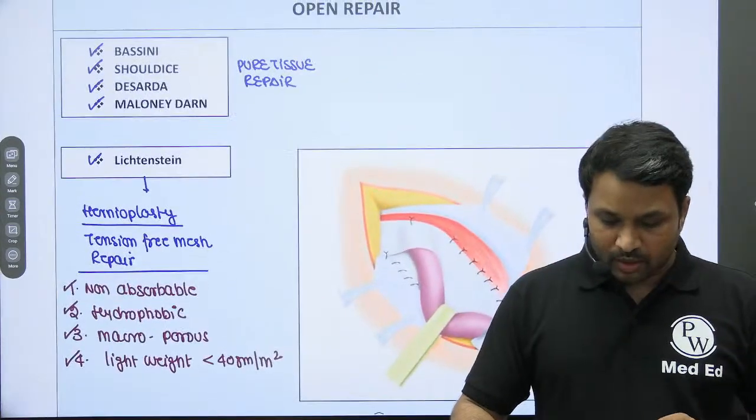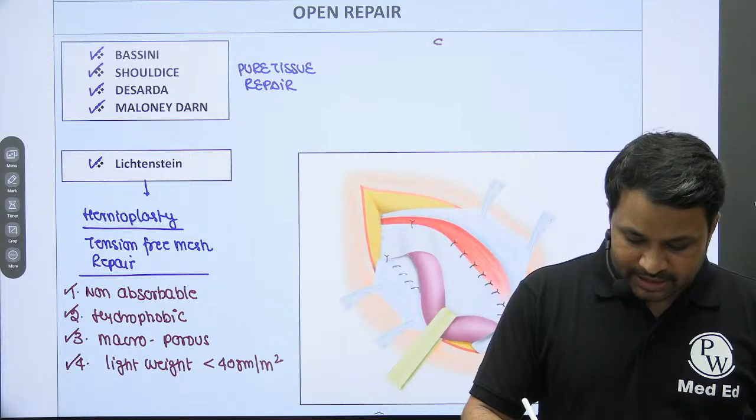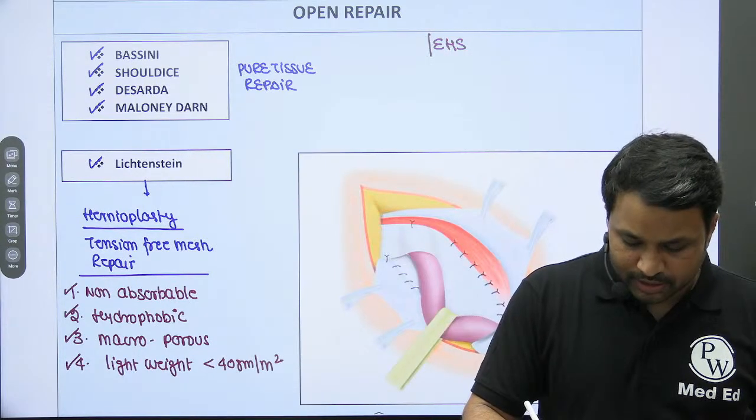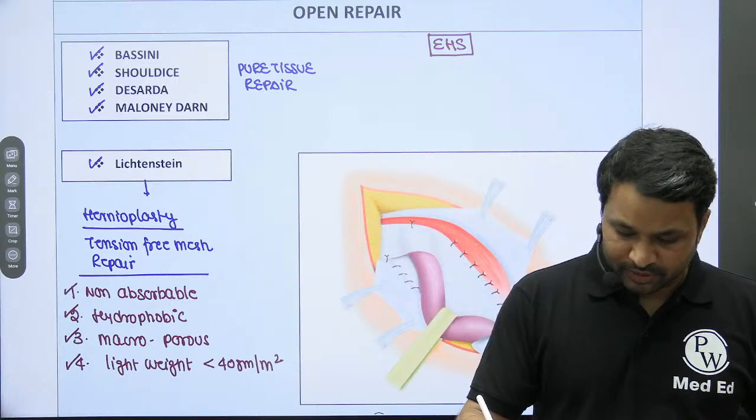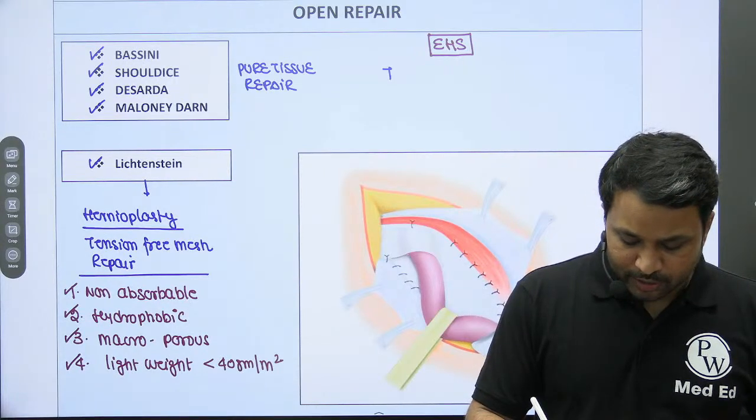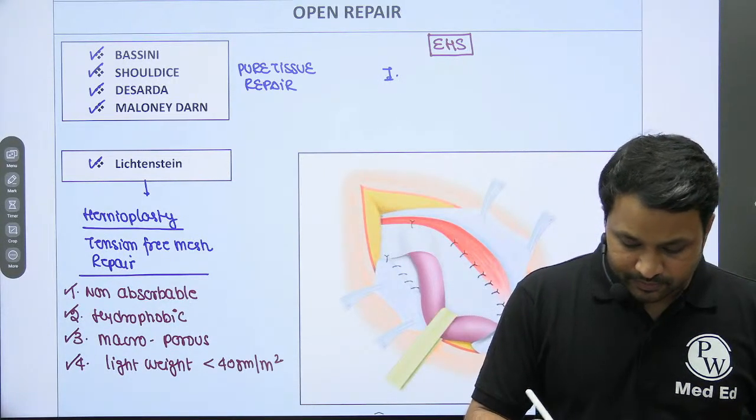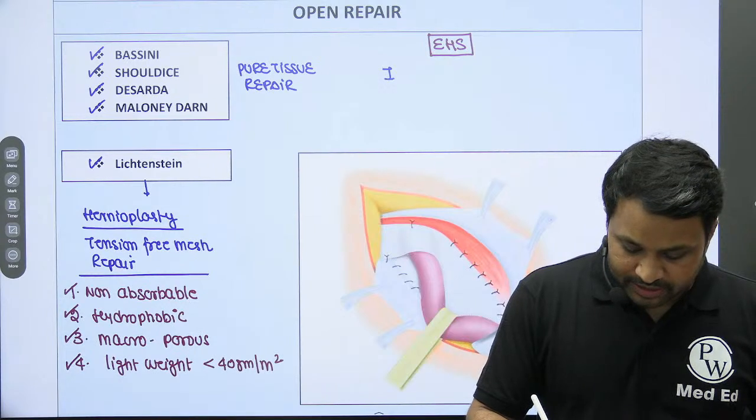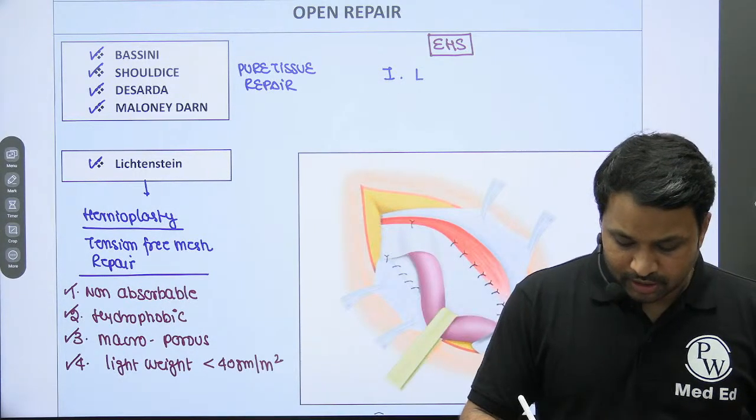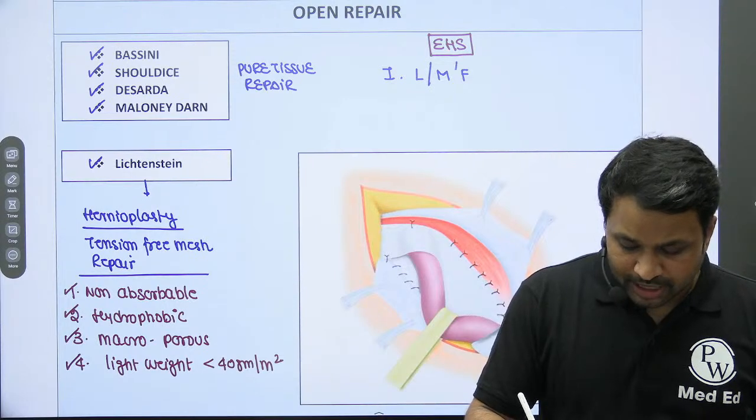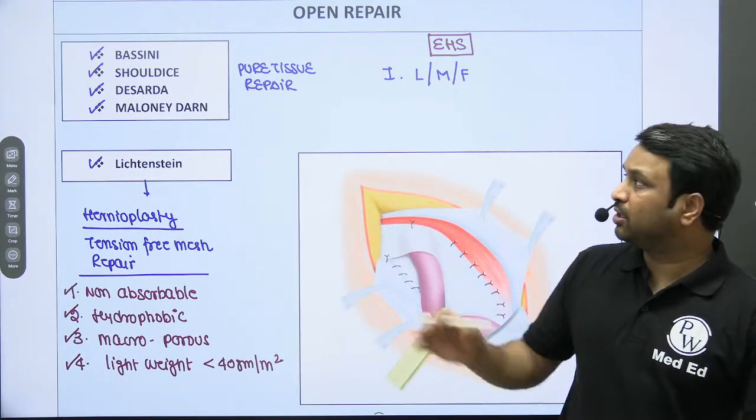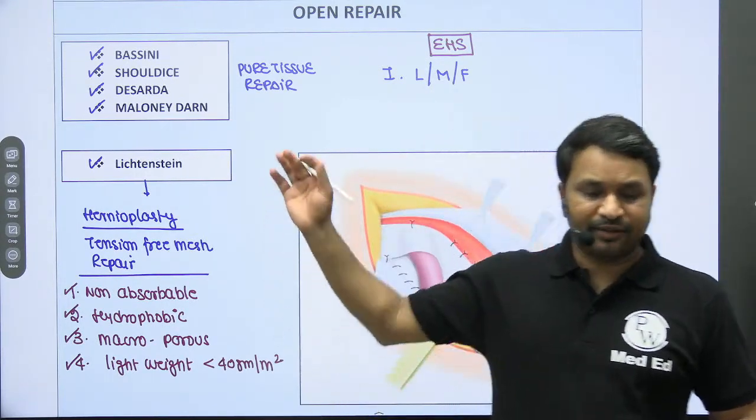Now you have something called the EHS classification, that is the European Hernia Society classification. In that, the first categorization is whether it is a lateral hernia, a medial hernia, or a femoral hernia. Your lateral hernias are your inguinal hernias, your medial hernias are your ventral hernias, and F is your femoral hernia.